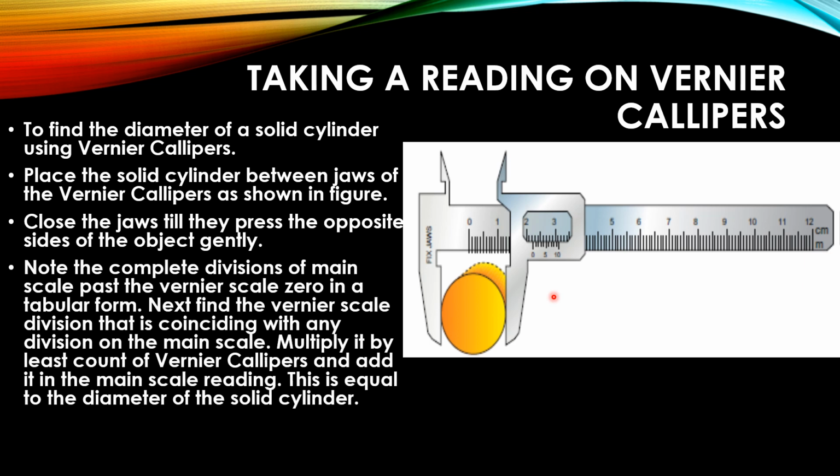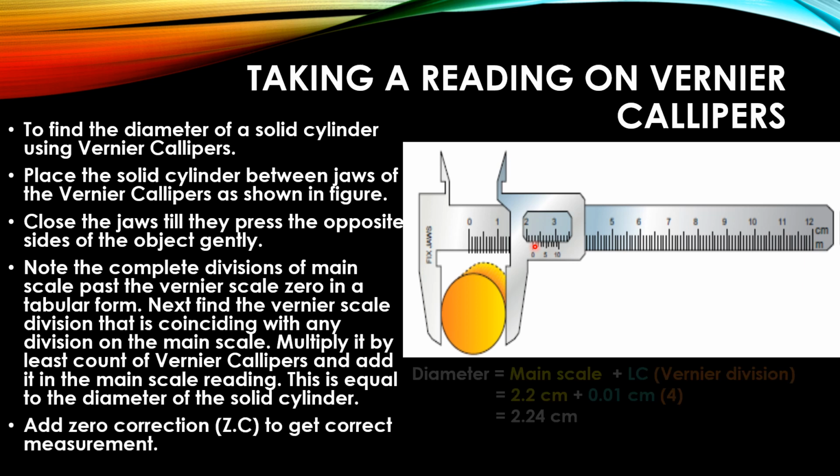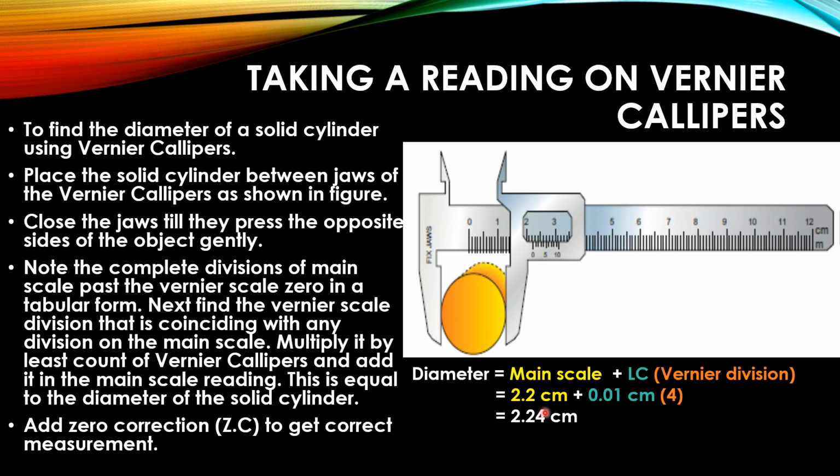Note the complete divisions of the main scale past the vernier scale zero in a tabular form. Like, we need to see where the zero of the vernier scale exactly lies on the main scale. Right now it's between 2.2 and 2.3, so the main scale reading will be considered to be 2.2 centimeter. Next, find the vernier scale reading. For that, we need to see the vernier division which is exactly coinciding with any of the divisions on the main scale. To me, it's the 4th one, so what will I do?